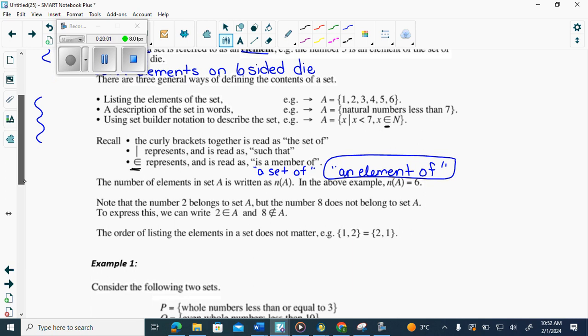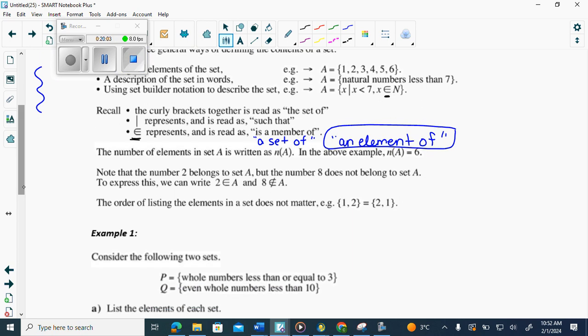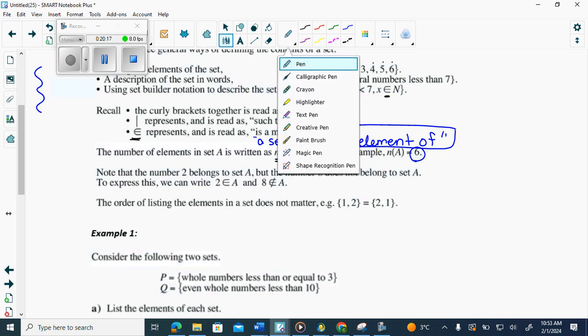And the other thing is the number of elements in a set A is written as n(A). And the number of elements in set A was 6. There were 6 of them. Not the number 6. There are 1, 2, 3, 4, 5, 6 elements in A.